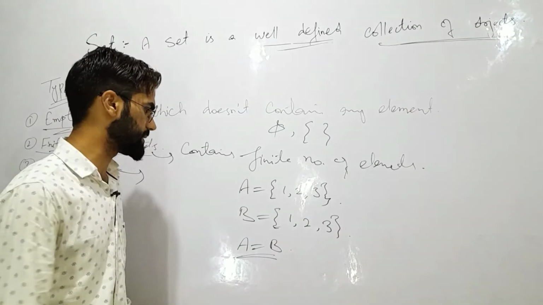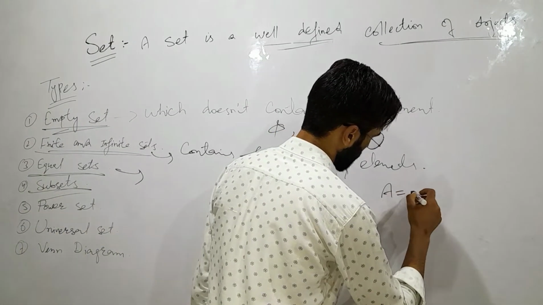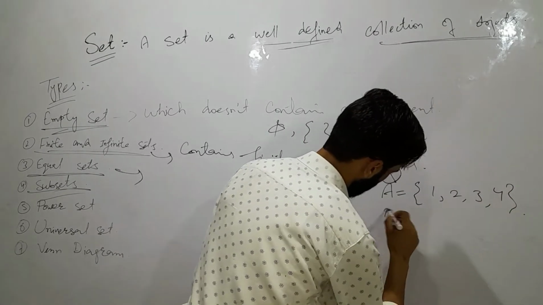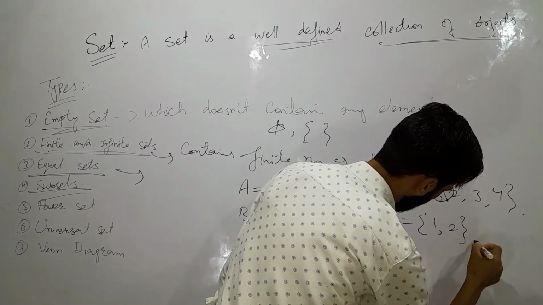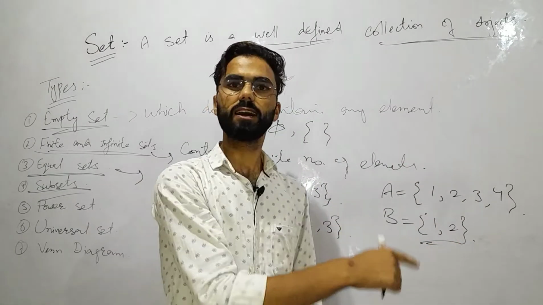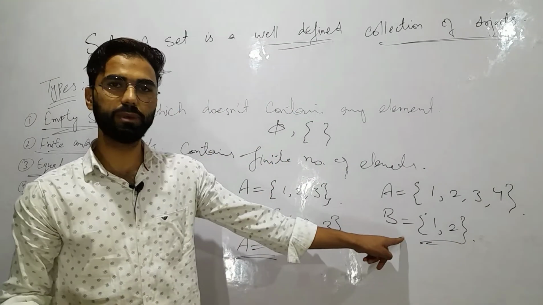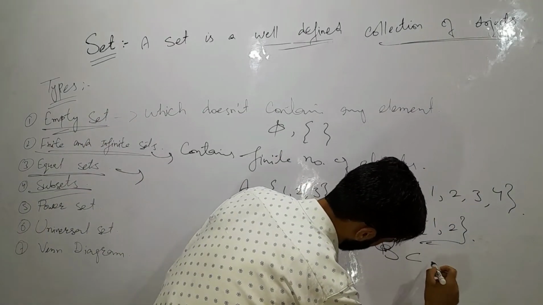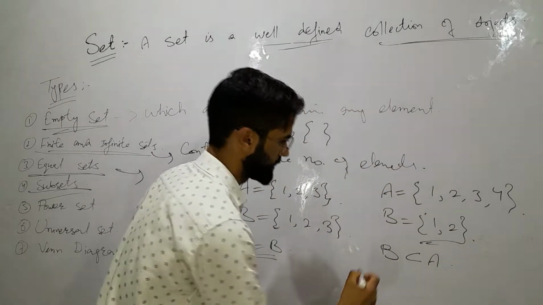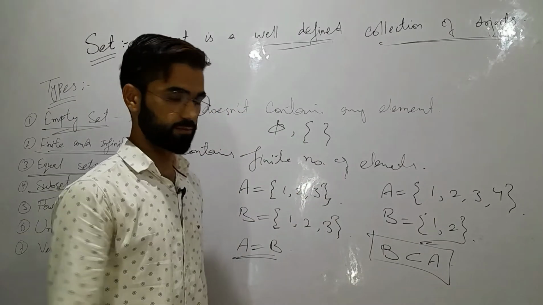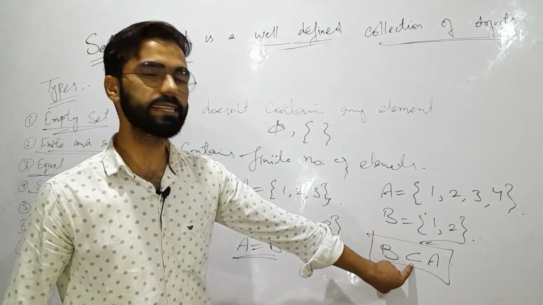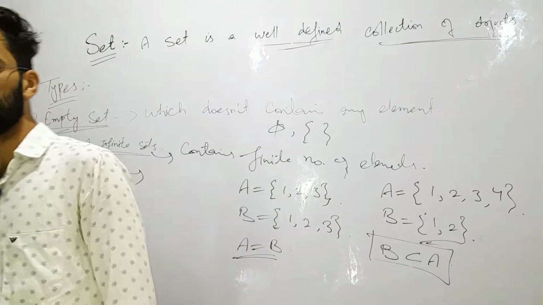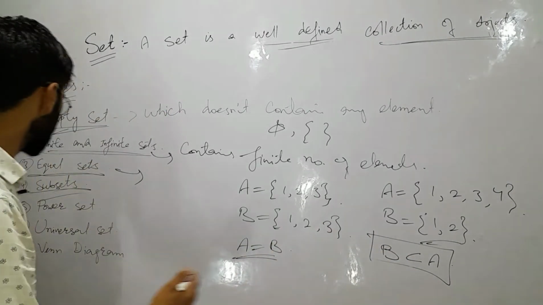I'll take an example of subsets here. If A is 1, 2, 3, and 4, and B is 1 and 2, then every element of B is also an element of A. So we call B a subset of A, and we denote subset by this sign. So this was about subsets.